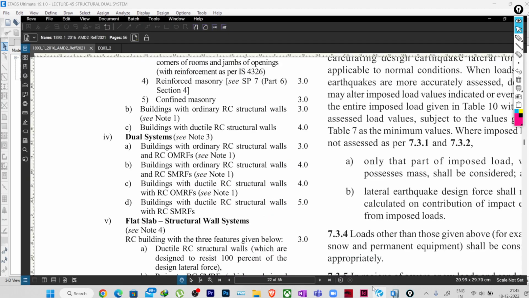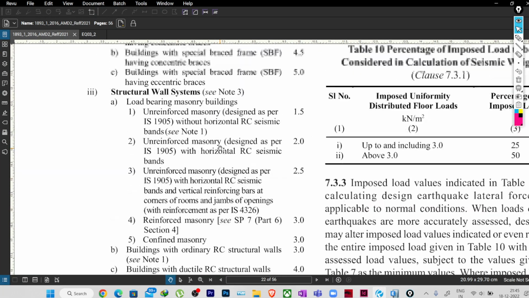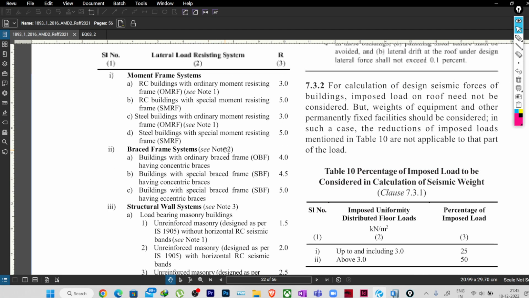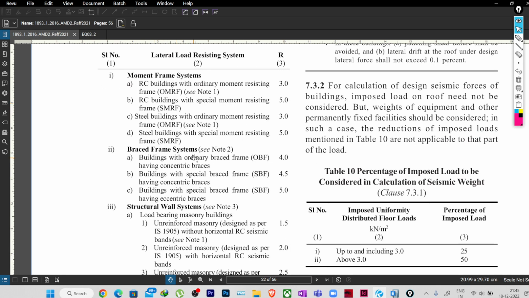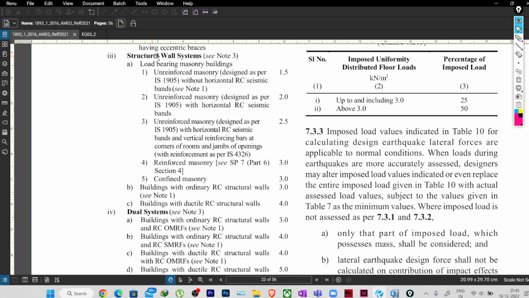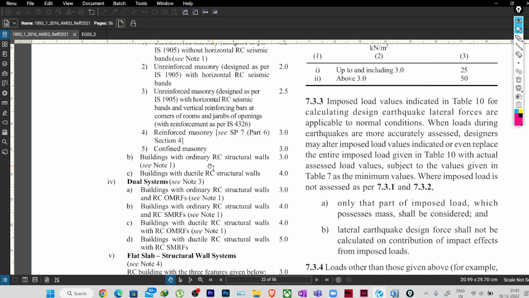So if you see Table number 9 of IS 1893 Part 1 2016, the table is giving us the response reduction factor, which I have explained earlier also. For the structural wall system, and basically the reinforced concrete structural walls, we have this response reduction factor. If the RC structural wall is considered as ordinary, the response reduction factor will be 3, and if the structural wall is considered as ductile, then the response reduction factor will be 4.